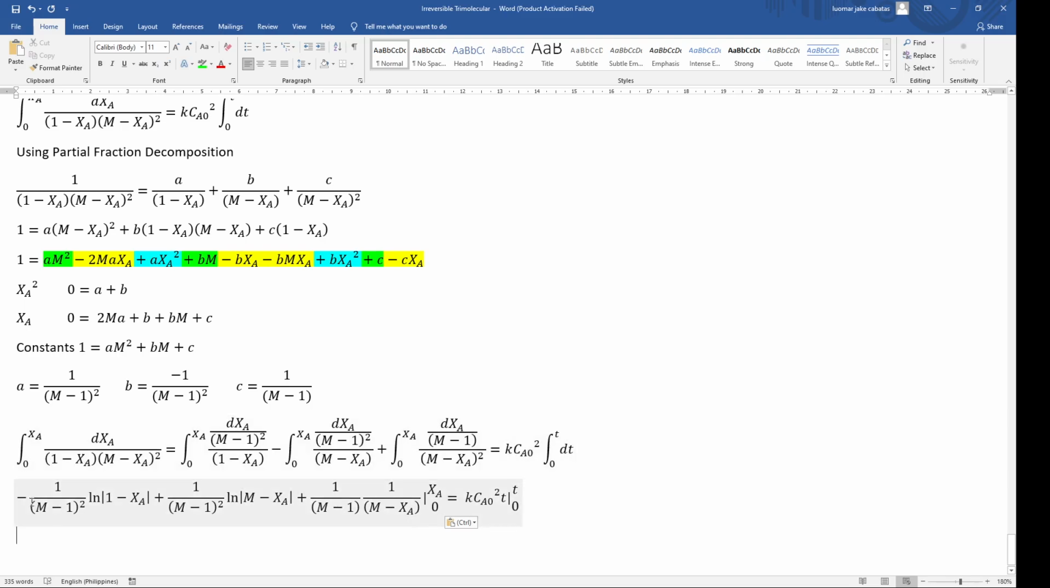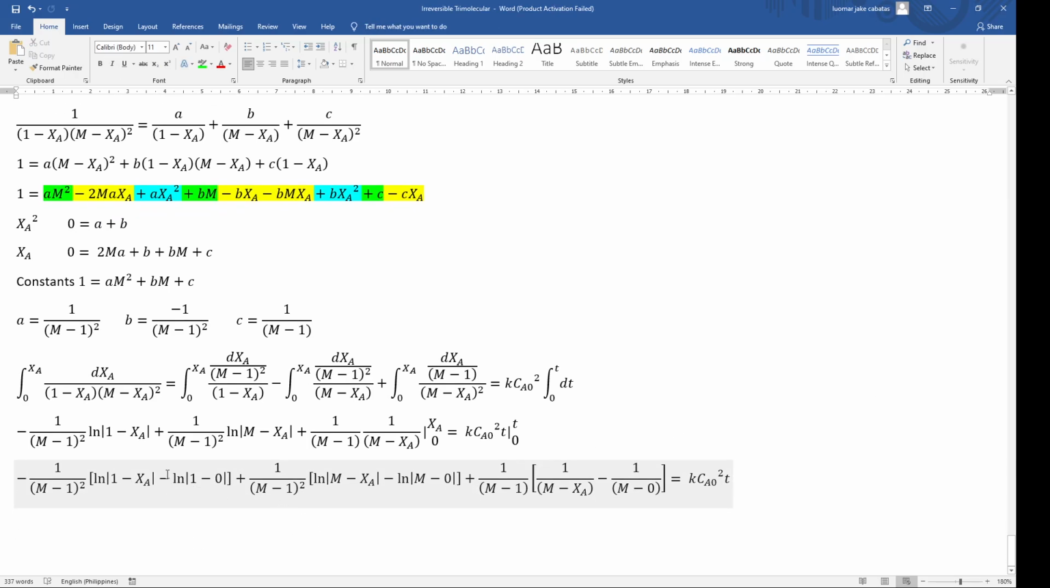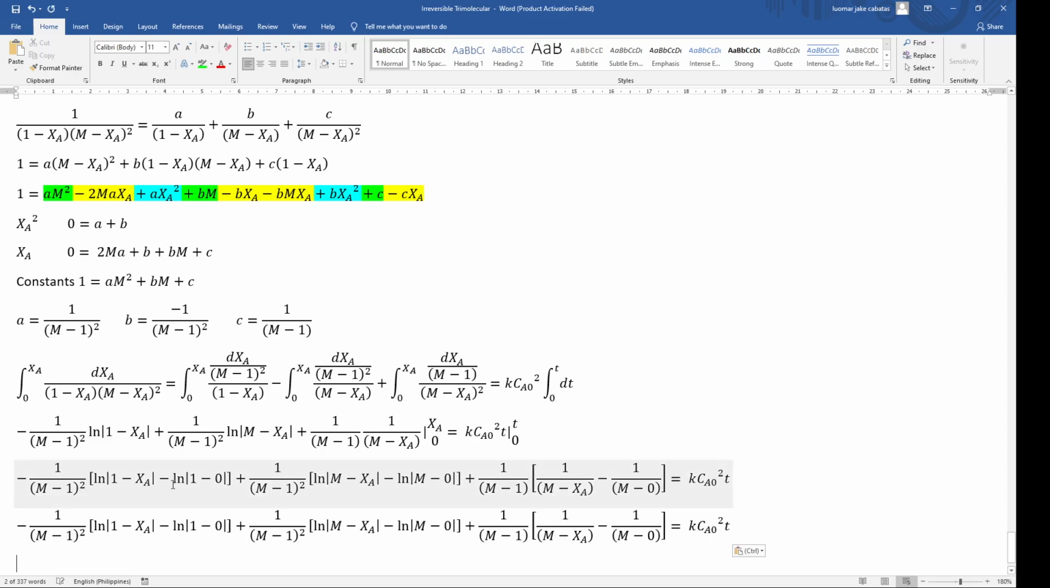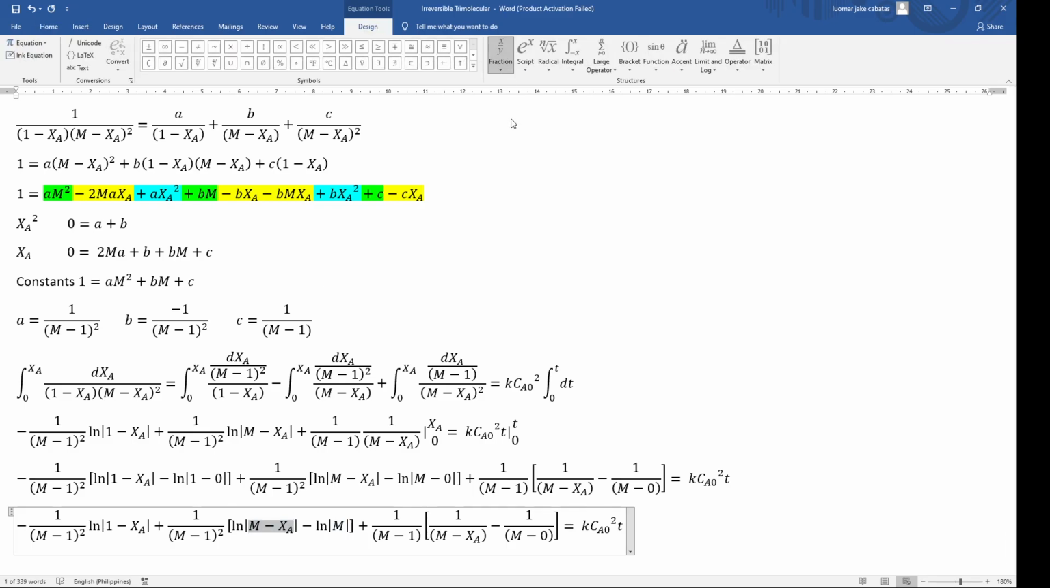equation. So again, we will be evaluating the limits first before we simplify. So evaluating the limits, we get this. As we all know, negative ln of 1 is 0, so we could take this one out. Then ln of m minus 0 is ln of m, and then applying the property of ln, since minus 1, so m over m.